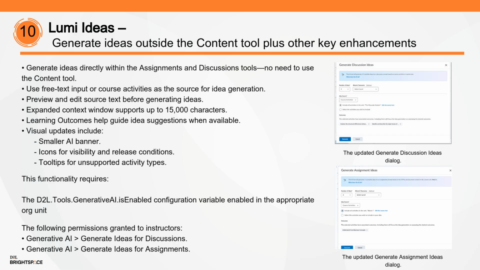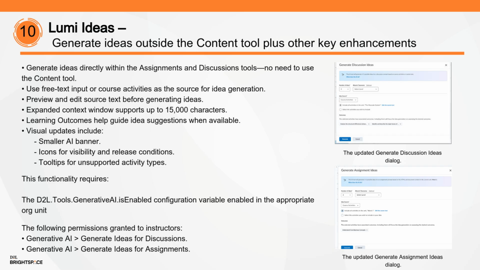This update to D2L Lumi Ideas expands ideation options and improves usability. Instructors can now enter free text input, preview and edit source text, and work with a larger 15,000-character window. When course activities include learning outcomes, these are used to guide the suggestions. Other enhancements include updated banners, visibility and release condition icons, and improved transparency for unsupported activity types.